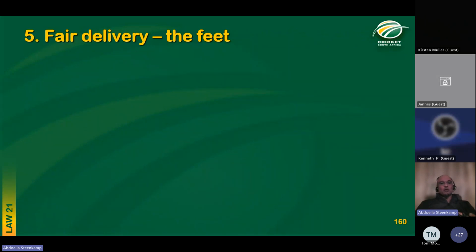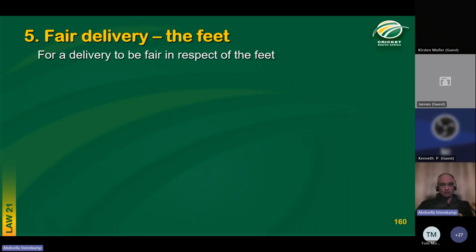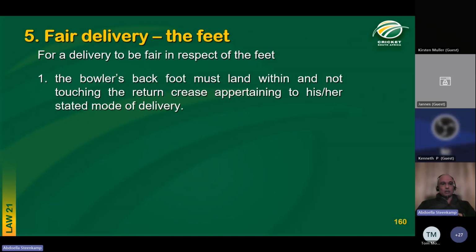So when it comes to the feet, how does the law look at the feet? And when it comes to the no ball, when a bowler comes in to deliver the ball, the back foot usually lands first, and then after the arm comes over, the front foot will then land. So the law looks at the back foot and the front foot differently. So what are the laws when it comes to the back foot and the front foot? We'll start with the back foot.